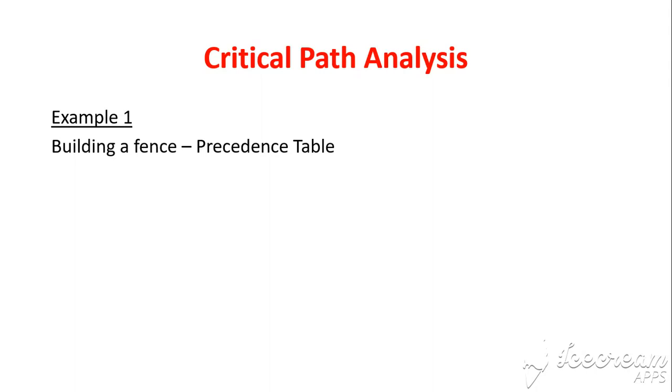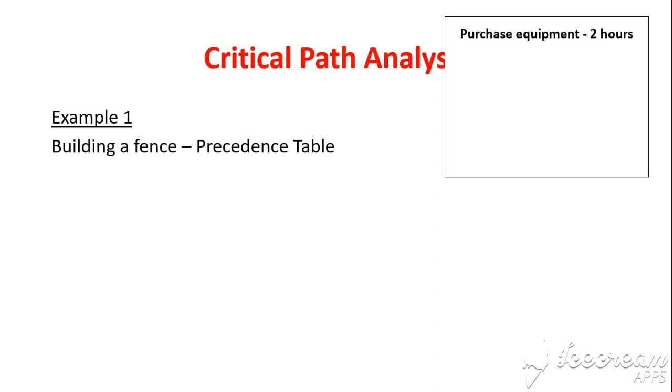Right, let's get into example one and show you what this is all about. We're going to draw a precedence table for building a fence. First of all, we're going to write down a list of all the activities we need to do to build the fence. We're going to go and purchase the equipment. We think that'll take us 2 hours.